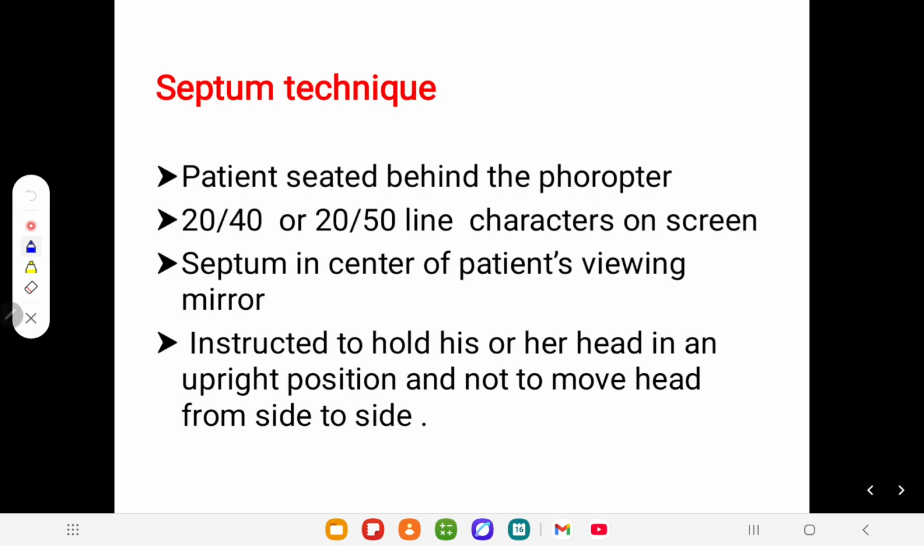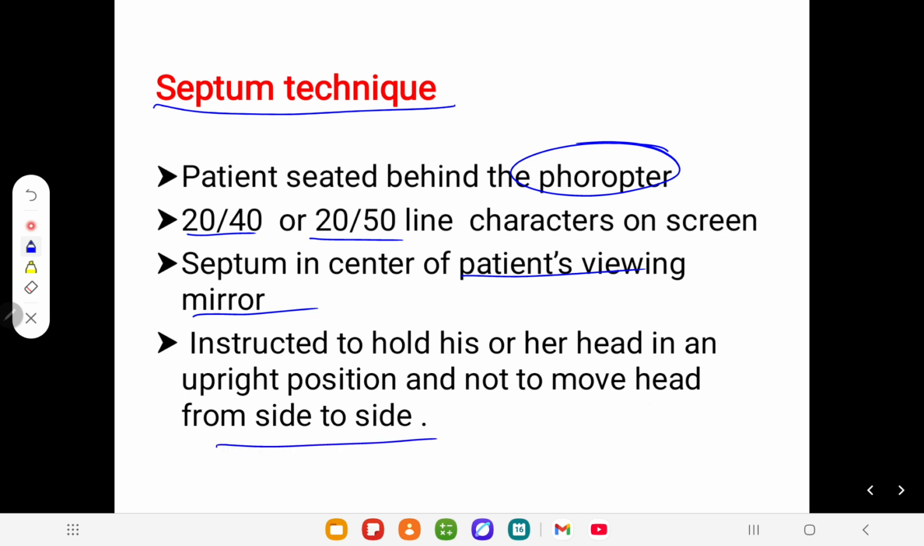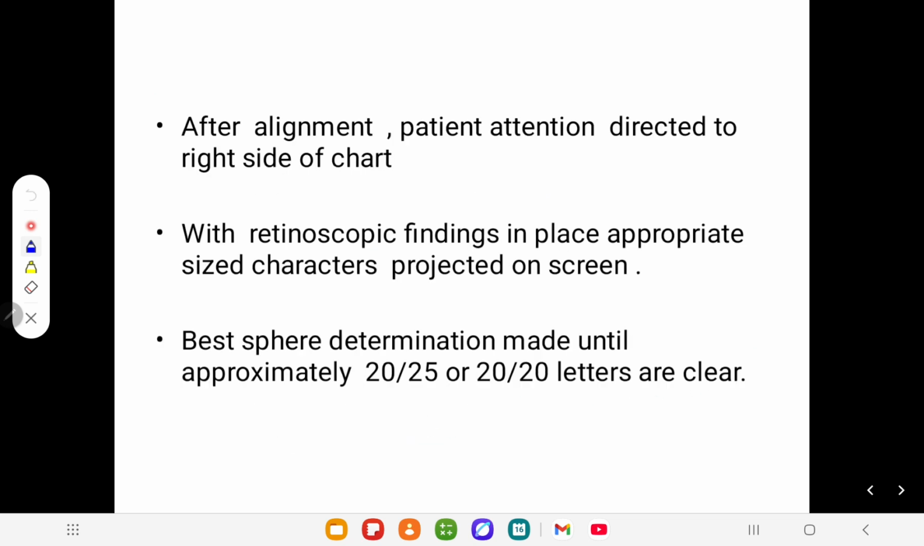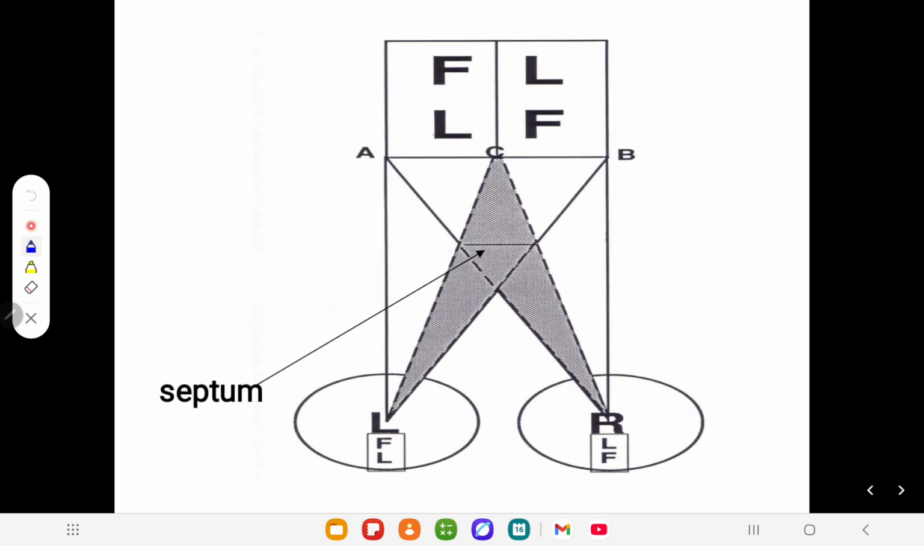Okay, so first is the septum technique. What is the septum technique? As we discussed earlier, we will go through the procedure and try to understand what happens there. The patient sits behind the phoropter, and the screen has approximately 6 to 9 letters. The septum is in the center of the patient's view. The patient is instructed to hold their head upright and not move it from side to side. If you move the head side to side, there will be a problem, because that's the concept of the septum, isn't it?